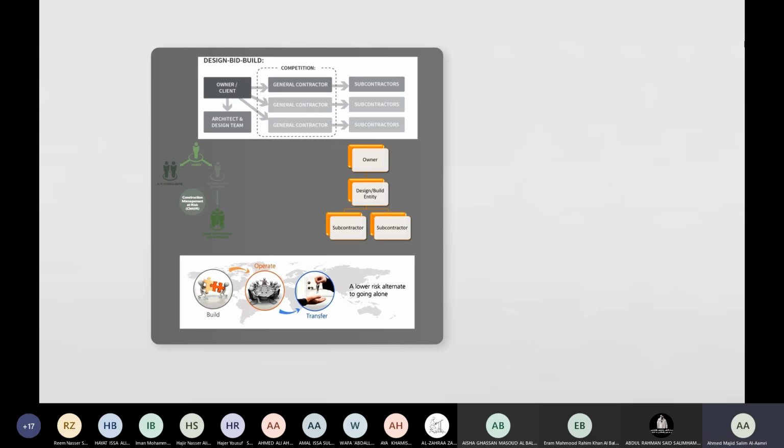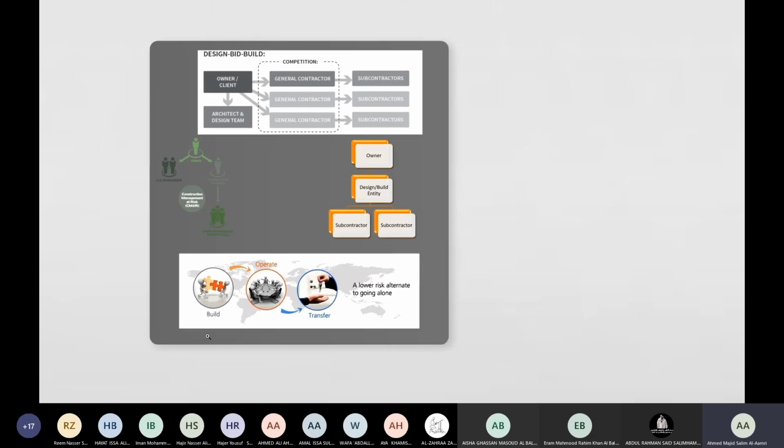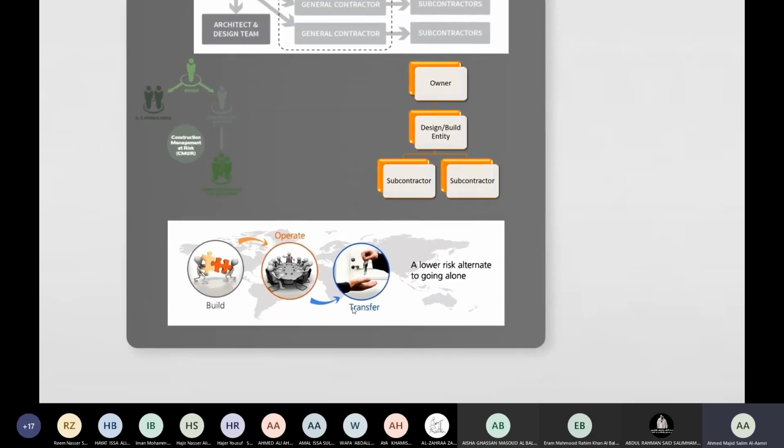The last thing that we are going to take is a new method called BOT. Now, BOT represents build, operate, and transfer. This type of project has started to grow around the world because it's a very good type of contract for the government. I'll give you an example.